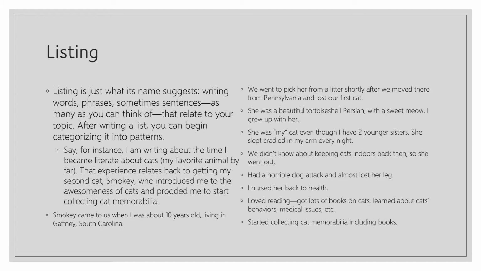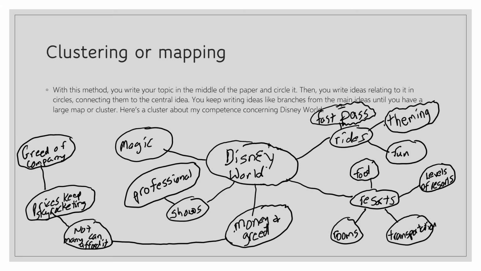So there's listing. Moving on. We have clustering or mapping. And I'm sure you've done this at some point in elementary school or beyond, but people, especially who are visual learners, might like to look at a map like this. It may be a way for you to visualize what you're doing. So you write your topic in the middle of the paper, you put a circle around it.